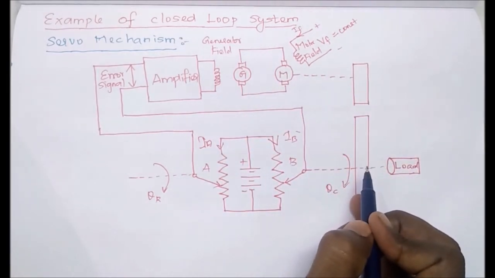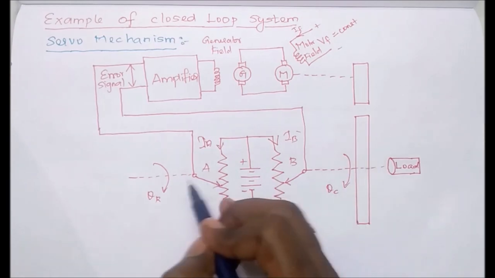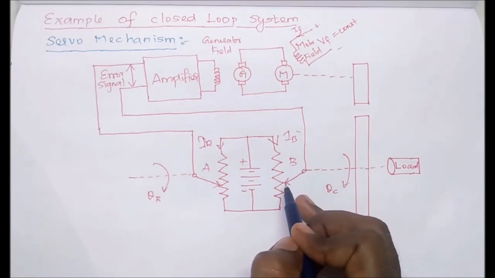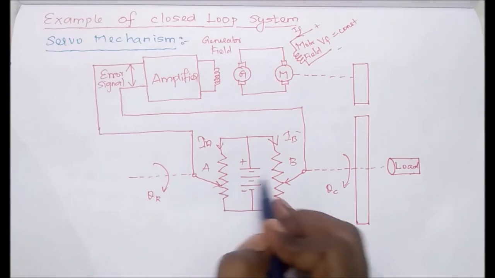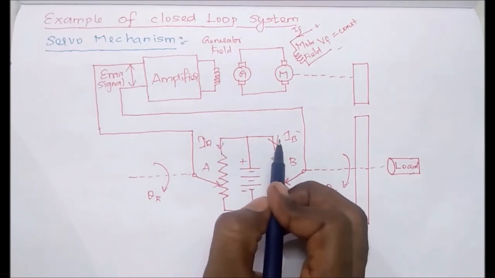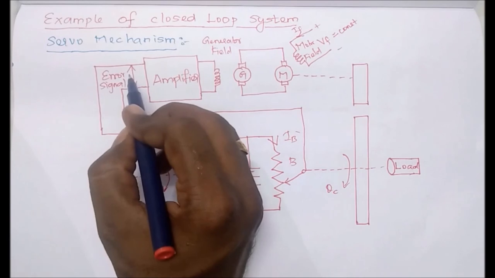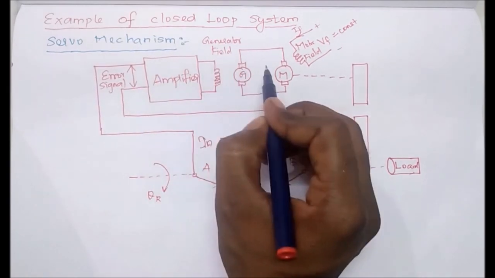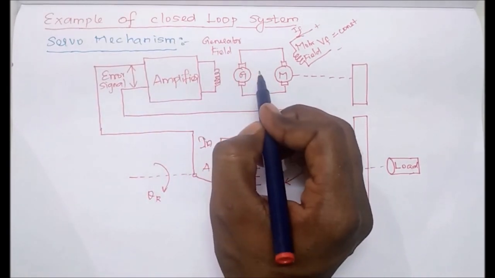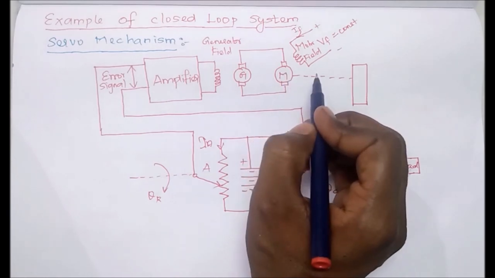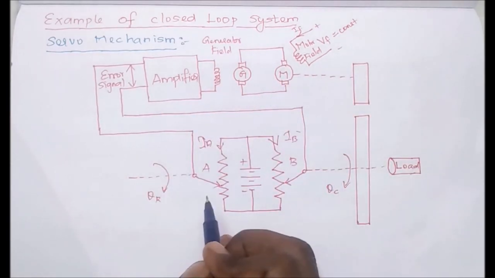When the load position reaches the reference value, this resistance value will be the same. At that time the current through both resistances is the same, the error is zero, and IF is also zero. There is no voltage generated by the generator, so the motor will stop running. So this is an example of a closed loop system.